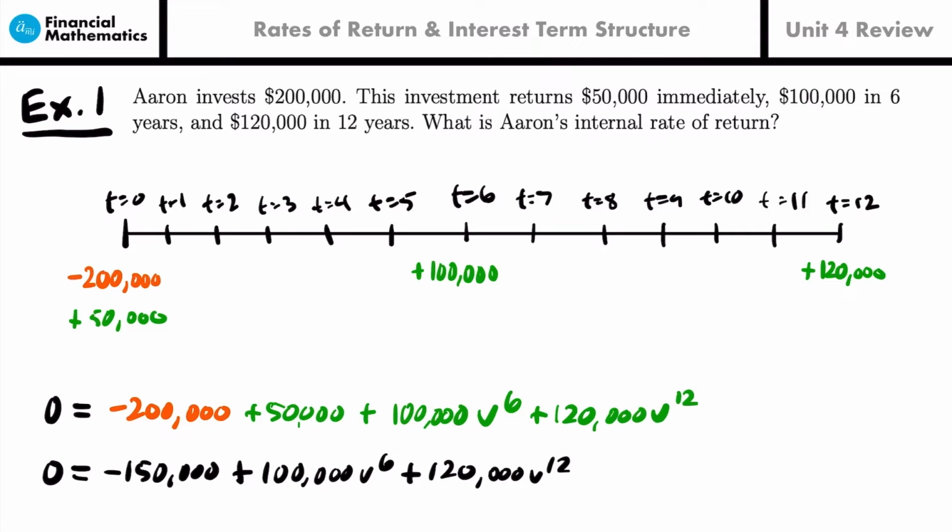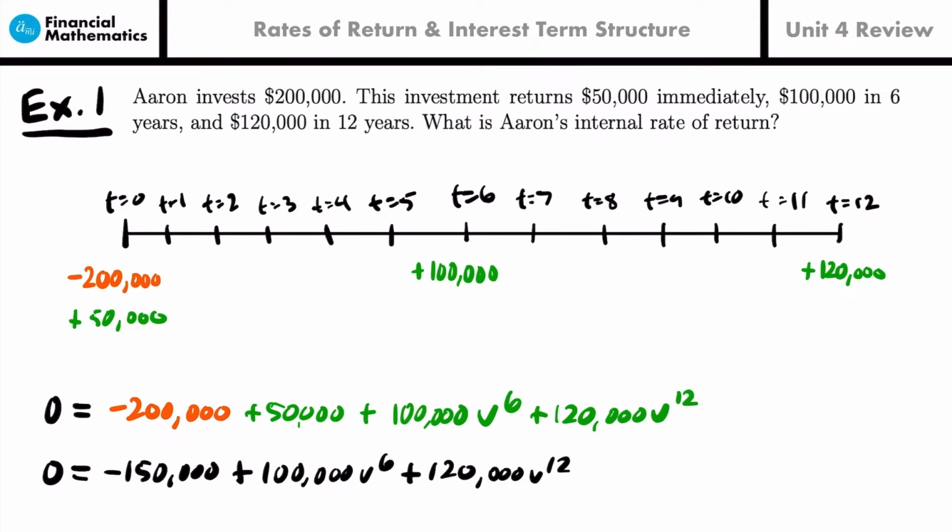Now at this point, what do we need to do? Where do we go from here? Well, we have to find Aaron's internal rate of return. And the internal rate of return is the interest rate that satisfies this equation, that makes this equation true. In particular, we're talking about the interest rate that would be contained within these present value factors. But how would we solve for that? It seems like it's going to be pretty complicated at this point, right? We have a present value factor to the power of 6 and another present value factor to the power of 12. That seems kind of tricky. How are we going to solve for that interest rate?